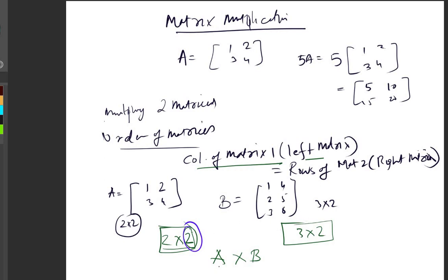How many rows do I have in the right matrix? I have 3 rows. So here, 2 columns on the left, 3 rows on the right. This rule is not satisfied, so I cannot multiply A cross B. The first, basic ground rule fails. Okay? Let's try the other way.